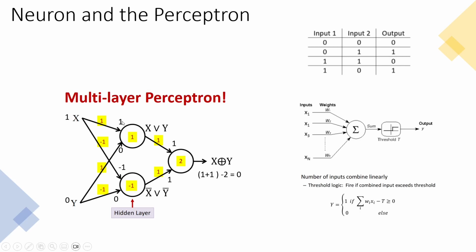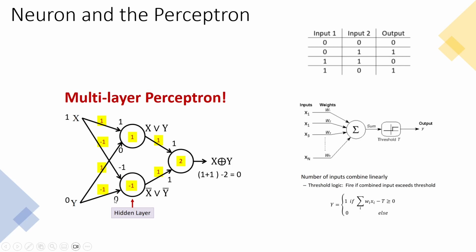1 times 1 is 1. 1 times minus 1 is minus 1. 0 times 1 is 0. 0 times minus 1 is 0. So 1 plus 0 is 1. Minus 1 is 0. Since this is a 0, it's going to fire a 1 here. And 1 times 1 is 1. This part is going to be a 1 as well. And it's the same here.